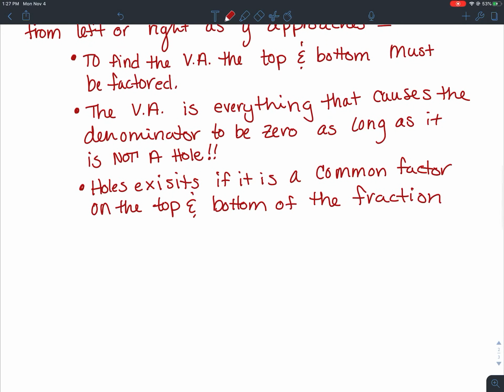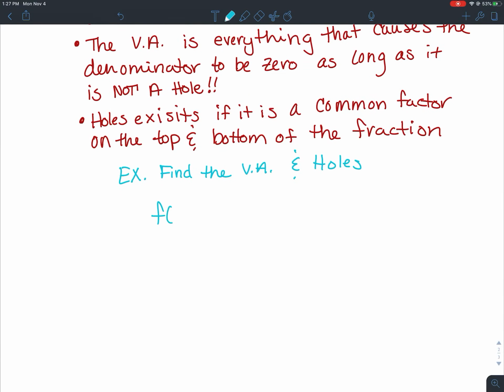All right, so let's just see an example of this. Here's the example. Find the vertical asymptotes and holes. So f of x equals 2x squared plus 5x plus 3, a little tricky on the top because that leading coefficient's not 1, over x squared plus 4x plus 3. Okay, guys, make sure you know how to factor. This unit's going to be hard if you don't.